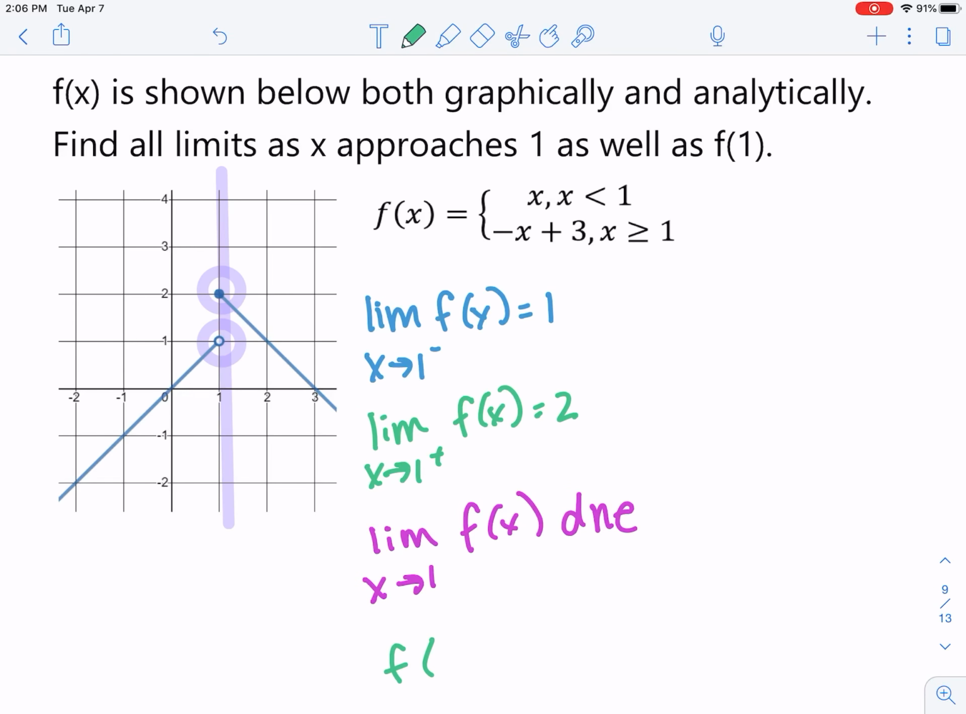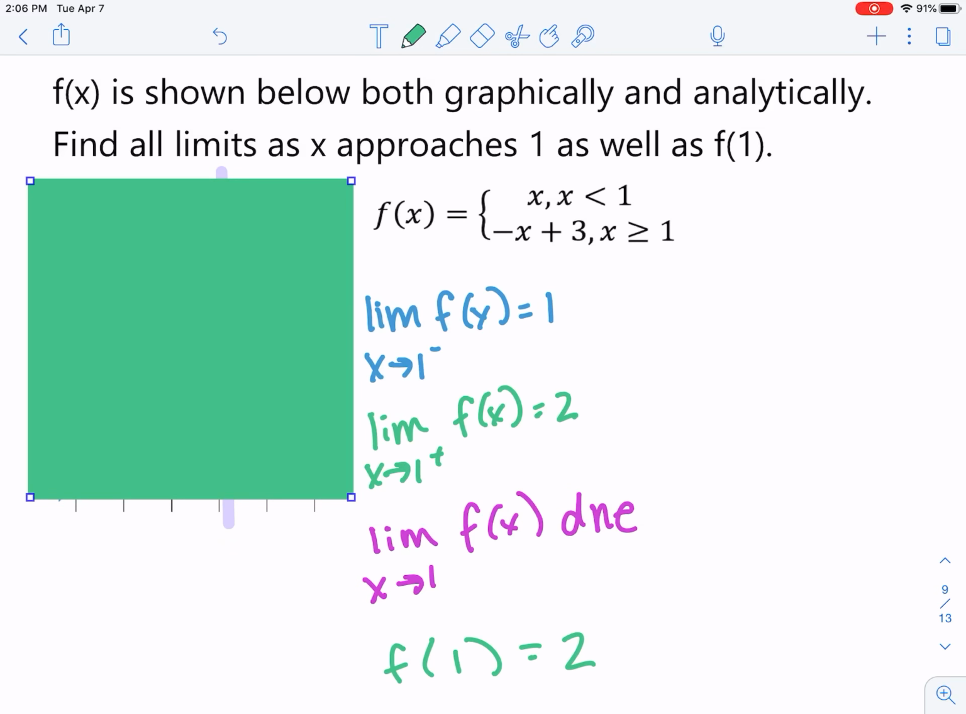f of 1 in this case is where the closed circle is, right? So f of 1 is going to be 2. Okay, so now let's pretend that you are not given the graph, and let's see, could we figure out the same thing using just the equation here?